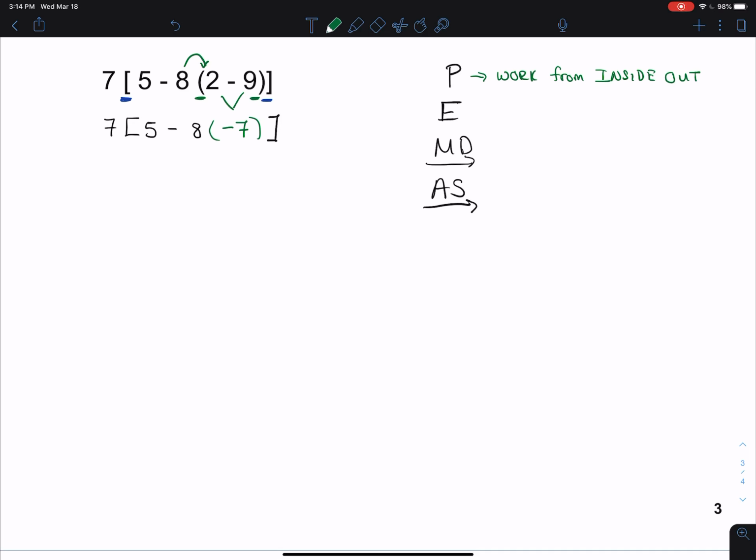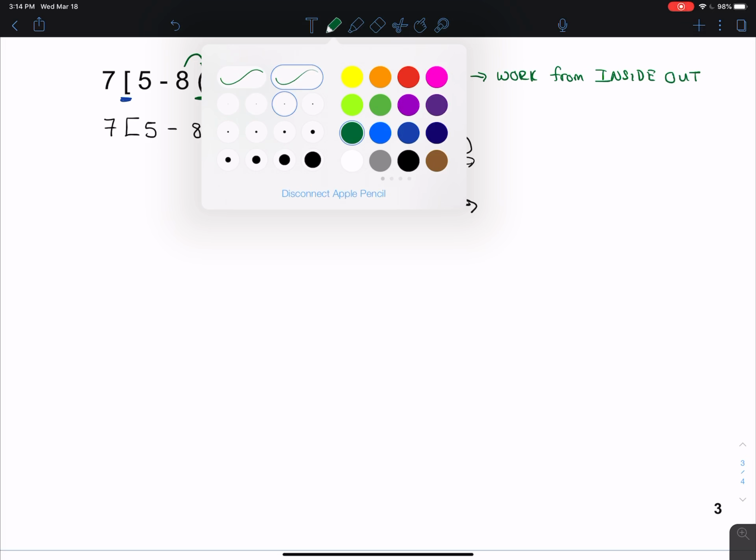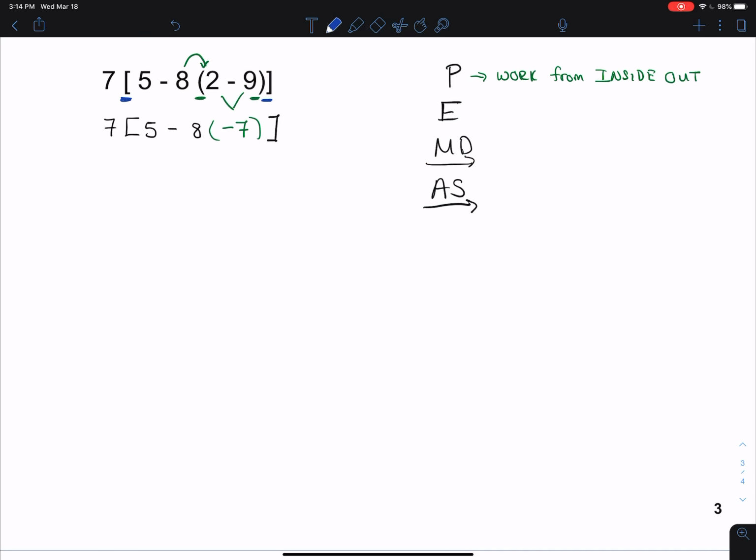Remember, parentheses can also be a symbol for multiplication. So I've completed everything inside that first set of parentheses. Now I need to deal with everything inside that bracket.